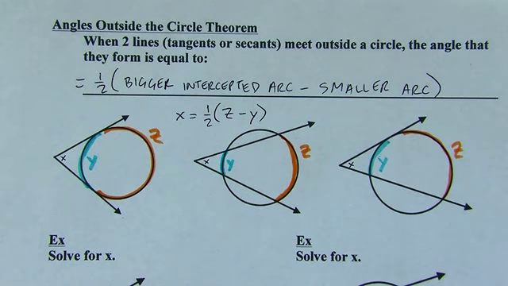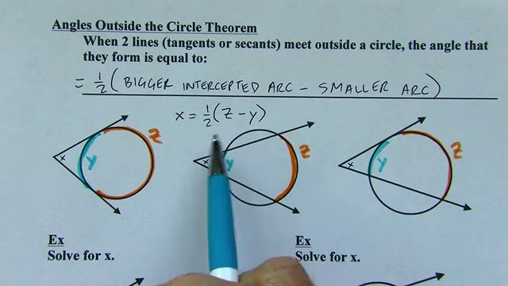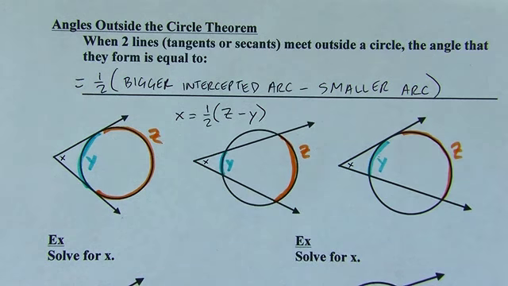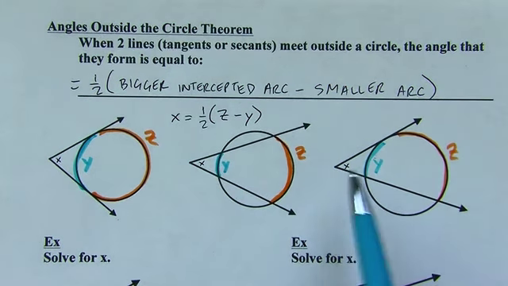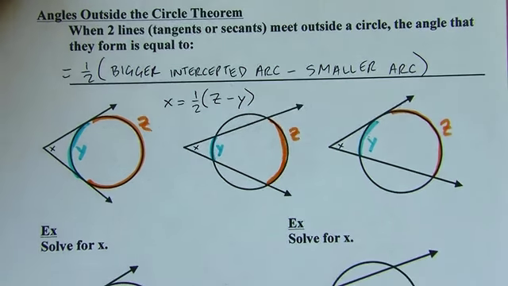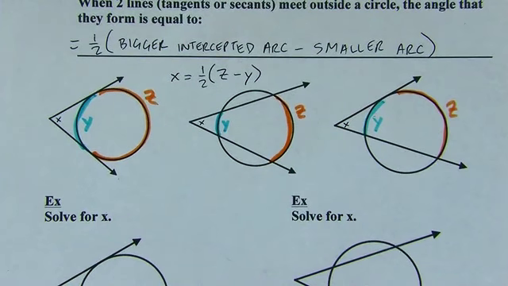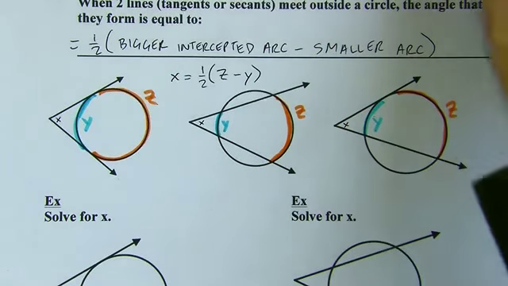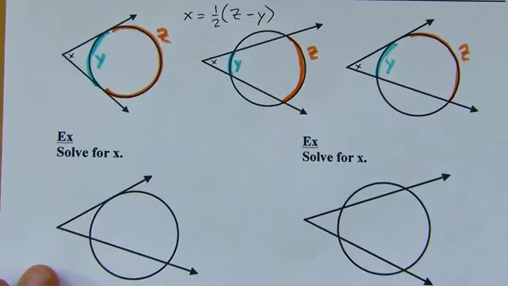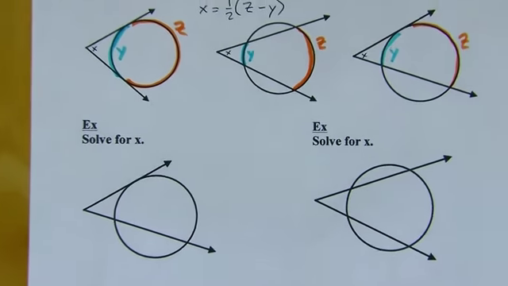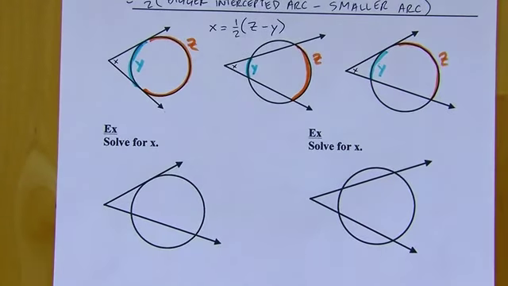Okay, and if you try to do the smaller one minus the larger one, you're going to end up with a negative number. And we're not going to have negative angles for these problems. So you'll know you subtracted the wrong way if you get a negative answer. Okay. All right. So let's try some examples. Try to leave that formula up here.